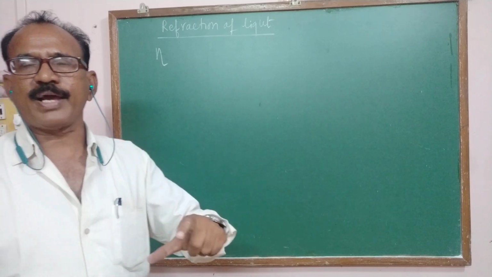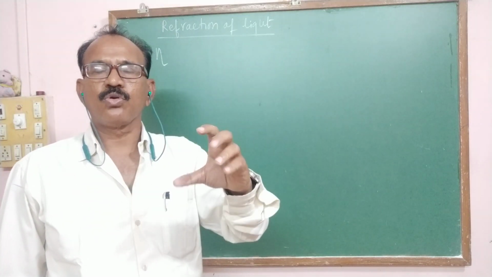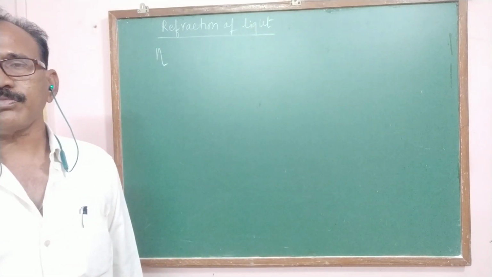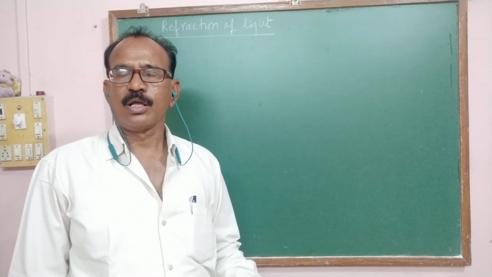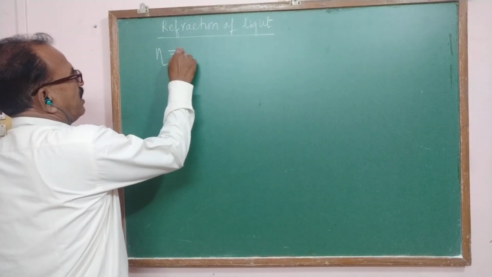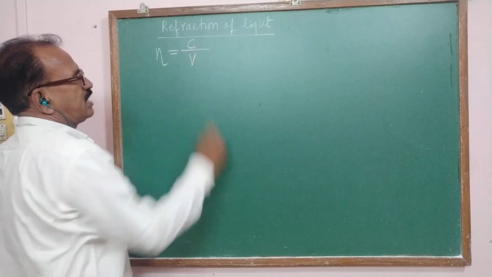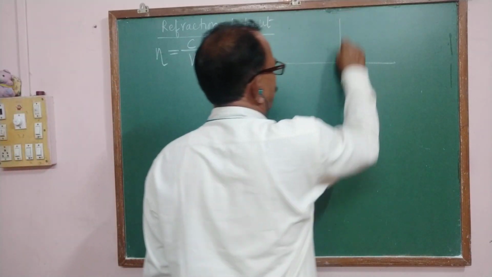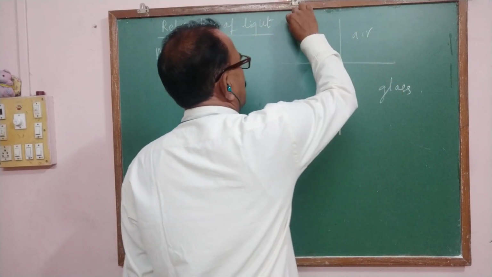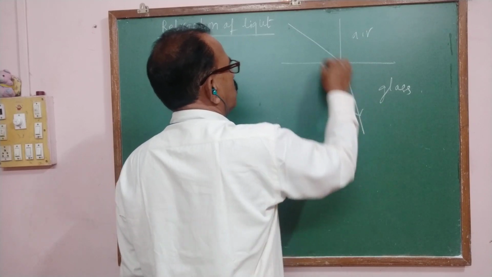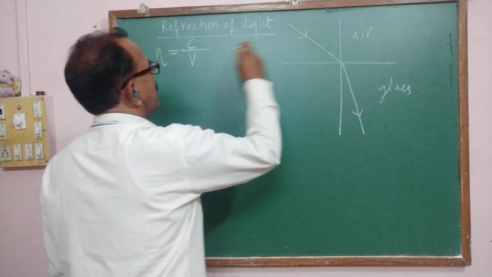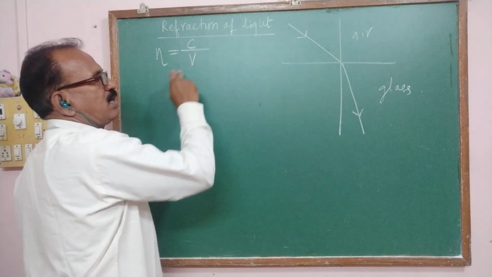The refractive index gives the value which shows how much denser one medium is with respect to another medium. The more the refractive index, the denser that medium is than the other. For example, if c is the velocity of light in air and v is the velocity of light in the medium, when the light enters from air to glass, the light bends towards the normal. So we can say that the refractive index of glass with respect to air is equal to the velocity of light in air upon the velocity of light in glass.